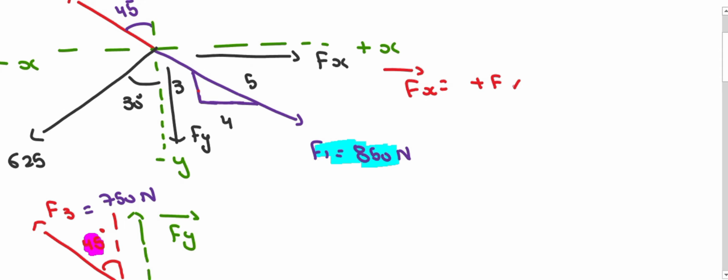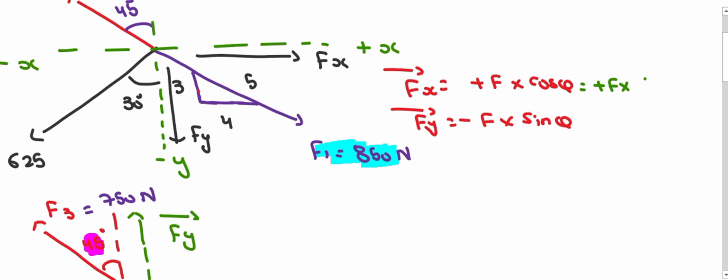So what about F1? This is F1. The components of F1 are drawn like this: the horizontal component and the vertical component. Fx is equal to positive F into cos of theta, and Fy is equal to negative F into sine of theta. With the help of the triangle we can easily determine the value of cos theta and sine theta. Cos theta is base upon hypotenuse, and sine theta is perpendicular upon hypotenuse.